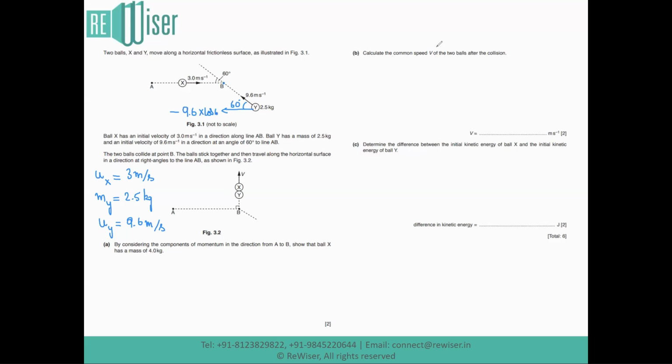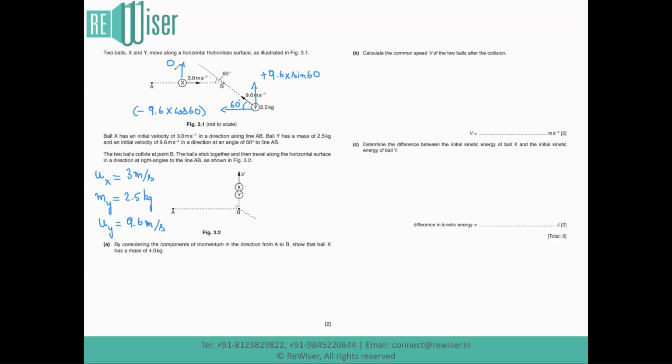So the horizontal component is negative 9.6 into cosine of 60. This is the horizontal component, whereas its vertical component can be assumed to be positive 9.6 into sine 60. So this is the resolution of a vector into its components. We know that ball X is projected horizontally, which means its vertical component is just 0.